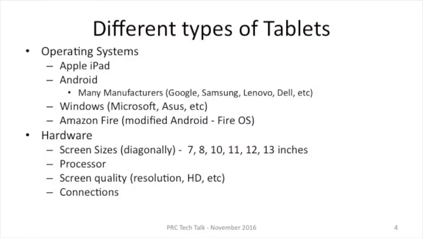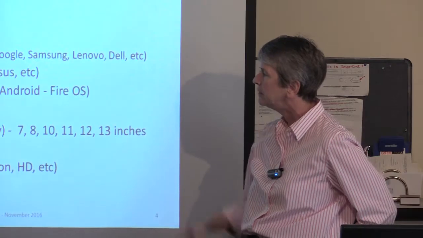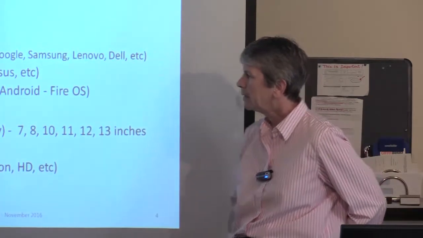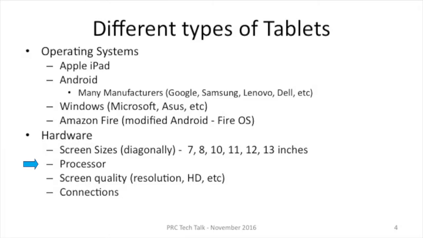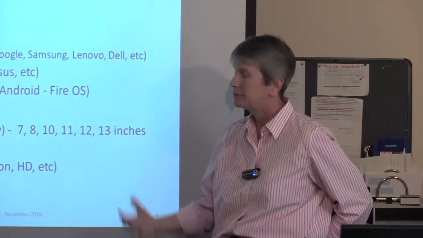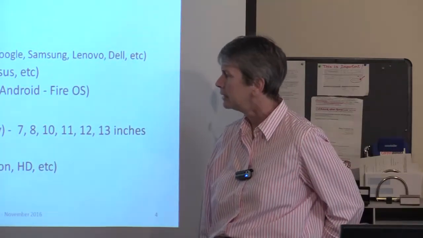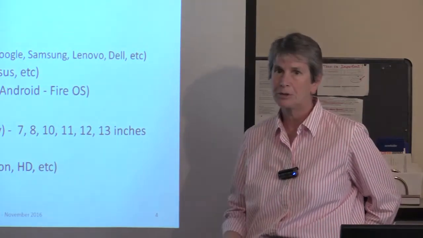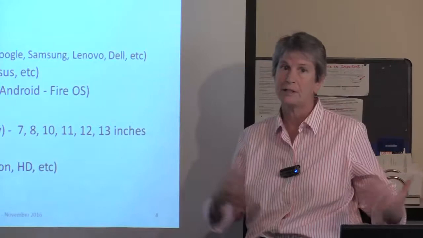From a hardware perspective, there are a lot of different screen sizes. Generally, we think of the smallest tablet size as being about 7 inches, measured diagonally across the screen, just like you would measure a TV screen. It's always diagonal, going up to about 13 inches. There are a lot of different processor types. Some of them are relatively low power. Other ones can be very high powered, almost as high powered as a laptop computer. There's a lot of variation in the screens too. You can have HD screens, very high resolution screens. Some of them are lower resolution, and all of that affects the price.